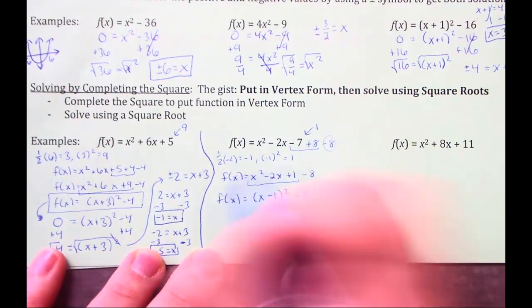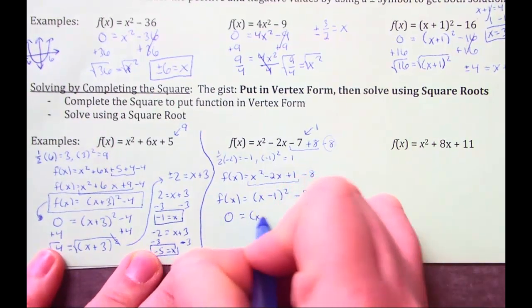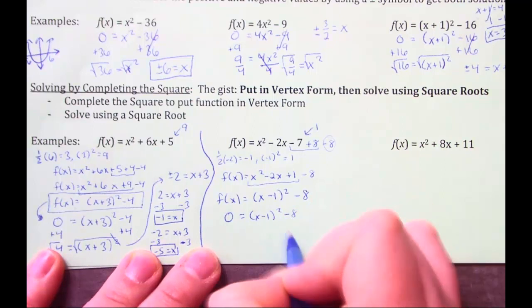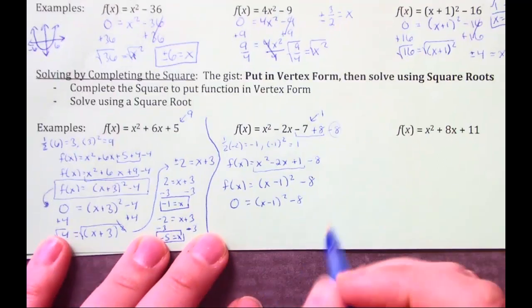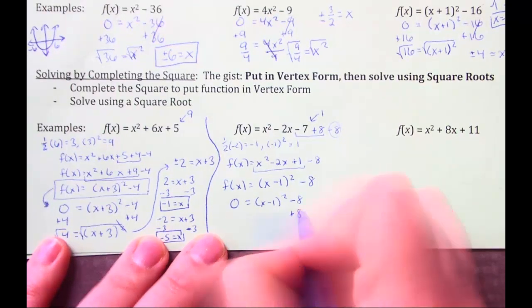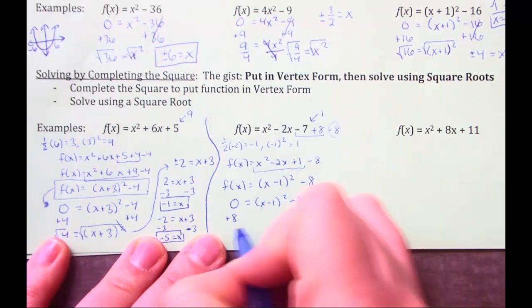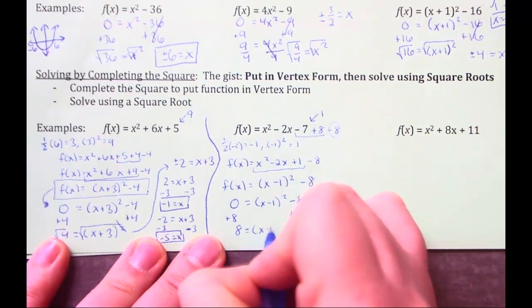So if we want the solutions, we always put 0 in for y. And then we have to isolate the squared part, get it all by itself. So we add 8 to both sides. So we have 8 equals x minus 1 squared.